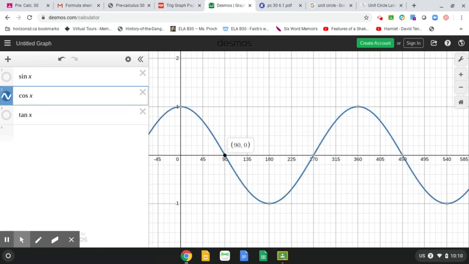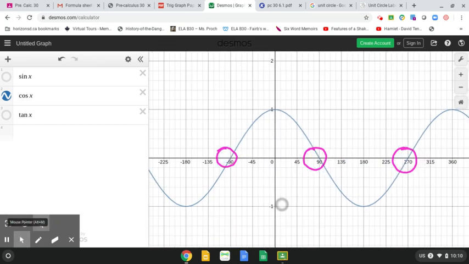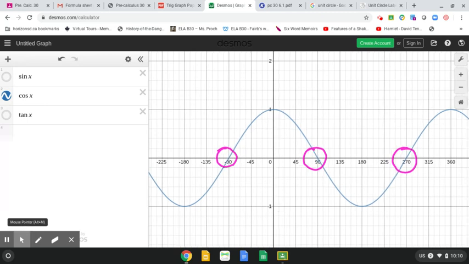Now you can see what values make it 0, where it touches my x-axis at 0. So 90 would be an answer right there. 270 would be an answer. 450 would be an answer. And I could keep going forever. Likewise, if I went this way, I could go that way. And if I hopped backwards, I went to negative 90, and I could keep going that way as well.